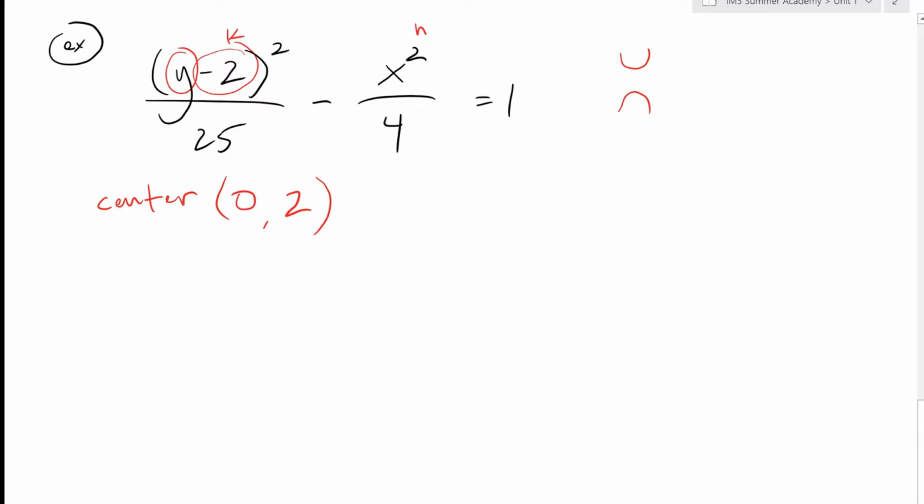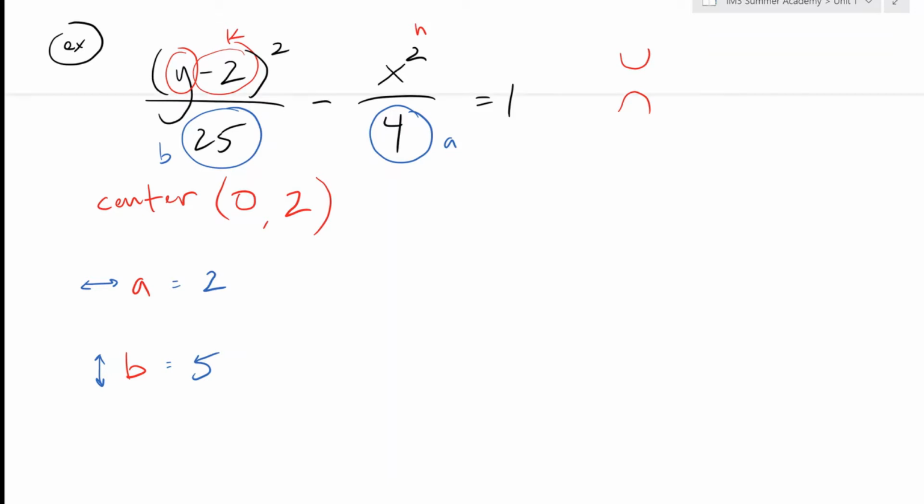So (0, 2). A value, B value. Again, we've got to be careful. A goes with the x, so A is over here. B is the first one now. So square root of 4 is 2. That's my A. That's my side to side. B is my up and down. Square root of 25 is 5. And there's all the info we need to graph it.